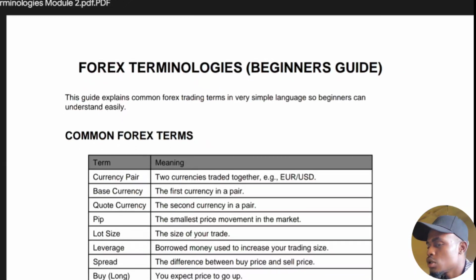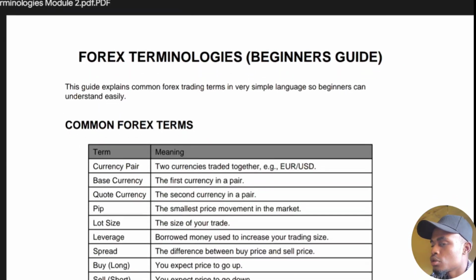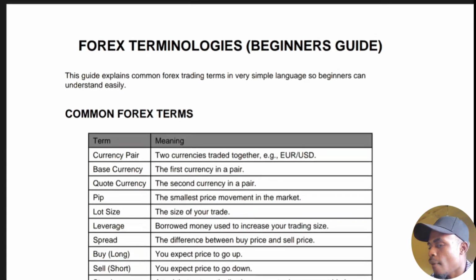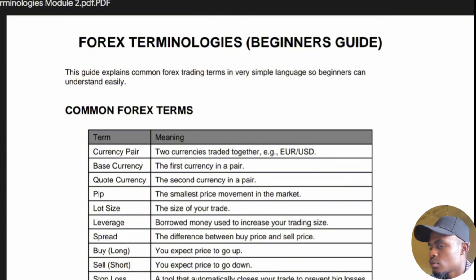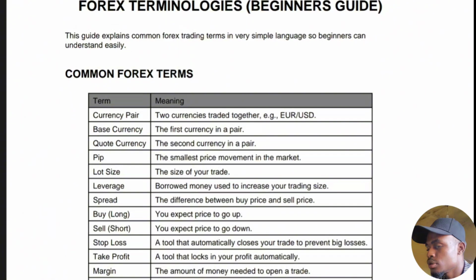Welcome back. Today we'll be talking about Module 2 of the beginners guide in the forex market. This module is majorly on forex terminologies, the terms in forex that I told you about: pips, lot size, leverage, spread, and all that. So first of all, let's dive right in. This guide explains common forex terms in very simple language so that beginners can understand easily.